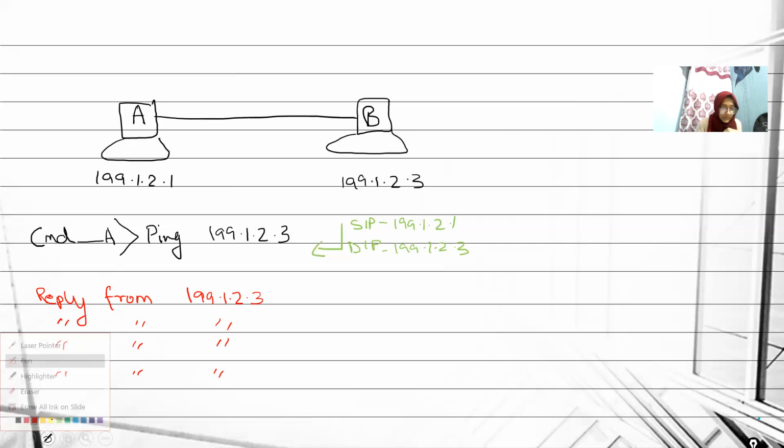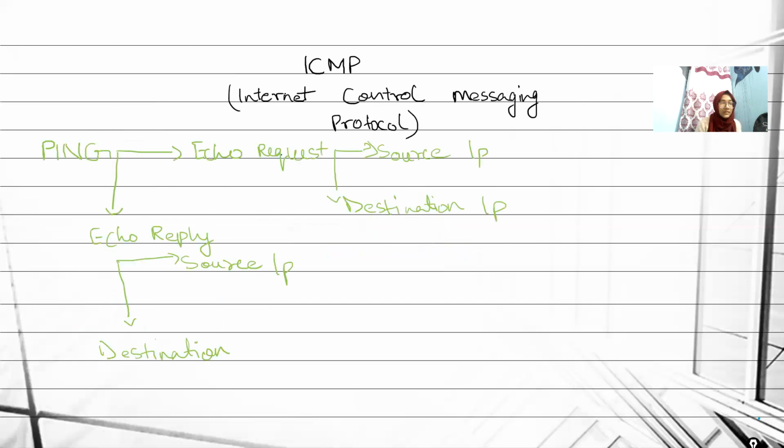The one we sent here was the echo request, and the one we got here is the echo reply. Now let me explain this. Suppose this is our echo request and this is our echo reply.